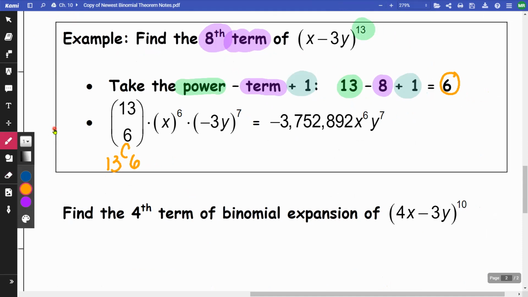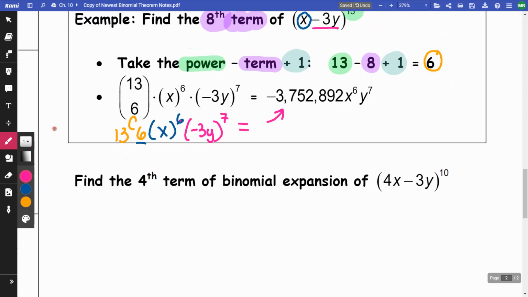And then what we do is we take the first term, which is x, and we raise it to that power, just like we did when we're doing our binomial probability. Then we take the other term, which is this -3y, and we go, okay, 6 plus what gets us 13? 7. Put that in our calculator, and that's how they got that number.